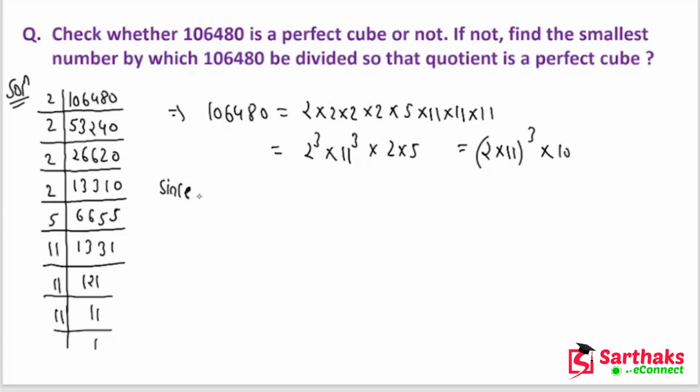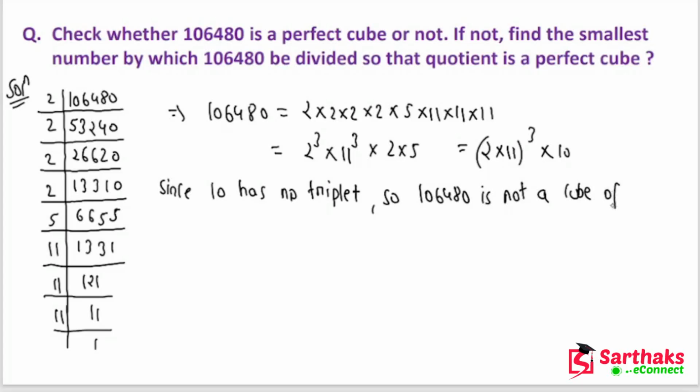So we can see that it's not a perfect cube, since 10 has no triplet. So 106480 is not a cube of a natural number, so the word for that is it is not a perfect cube, right?